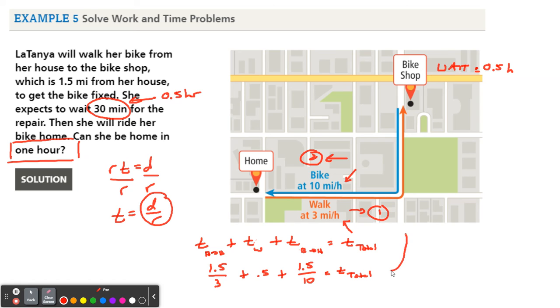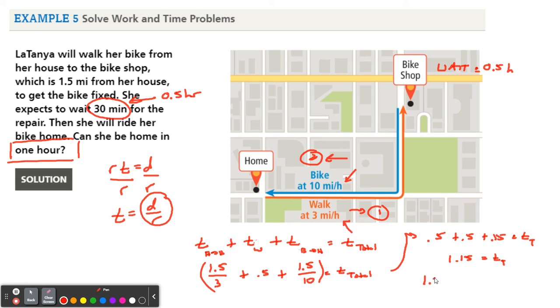So however you want to do this is fine by me. You could type all this in at once because it's all numbers. I think I did it individually. So I got 0.5 plus 0.5, and then 1.5 divided by 10 is 0.15. That's going to be the total time. If you add that up, that is 1.15 is equal to the total time. So that means it took her 1.15 hours to do this trip.